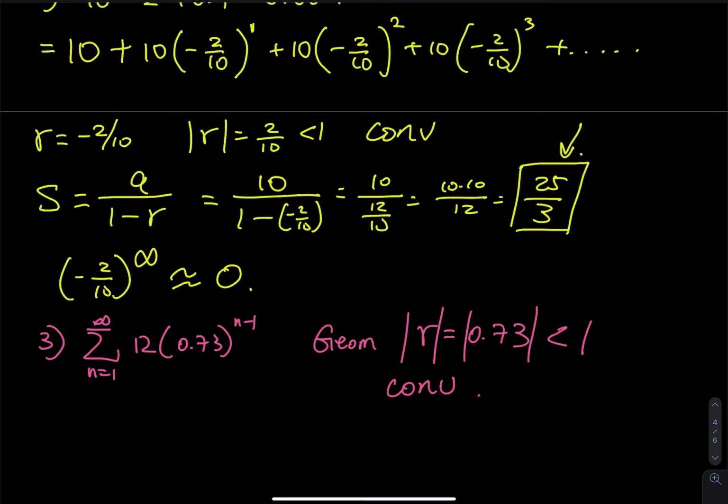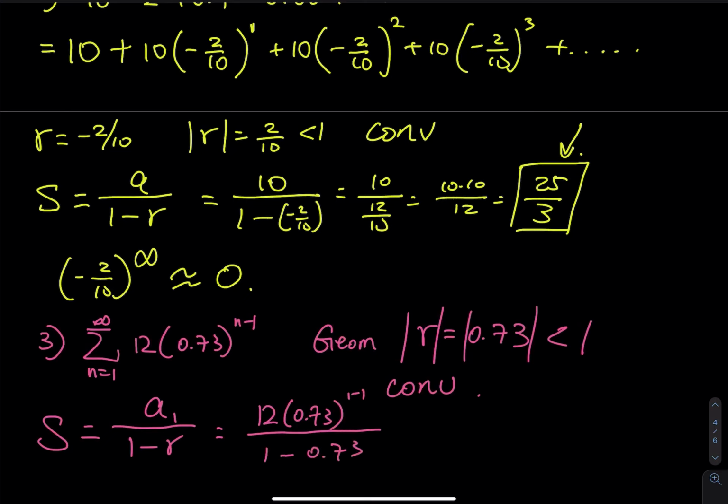And then what is the sum equal to? The sum is equal to the first term divided by 1 minus r. So what's the first term? The first term is you plug in a 1 to it. So 12 times 0.73 raised to 1 minus 1, and then divided by 1 minus 0.73. You clean up the math. That is approximately equal to 44.44.